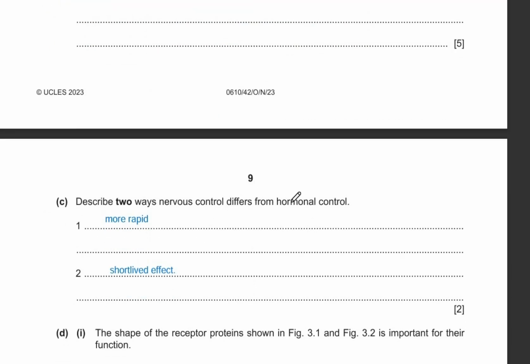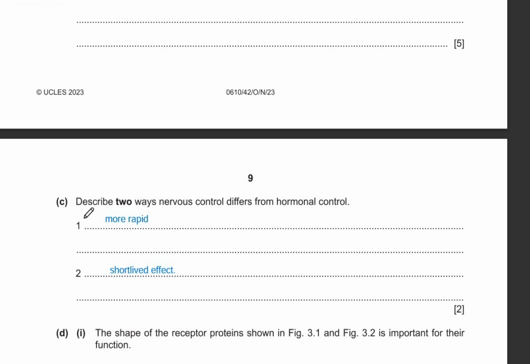Part C asks for a way in which nervous control is different from hormonal control. Nervous control is a very rapid process and gives short-lived effects. It involves neurons, as compared to hormonal control, which is a much slower process, involves blood, and provides long-lasting effects.